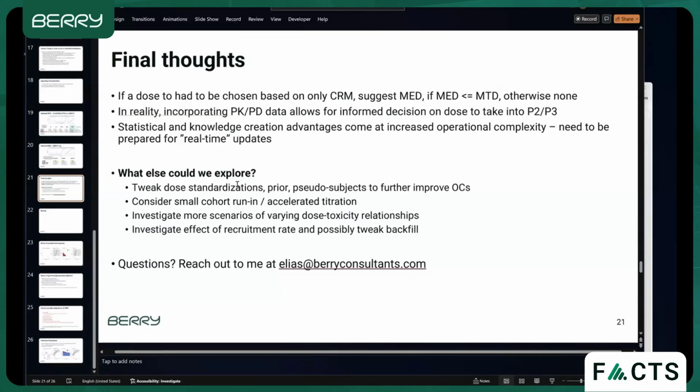Other things that we could have done to improve the performance of the design, had we so wished, are, for example, to use run-ins, like small cohort run-in or accelerated titration. We could have investigated even more dose toxicity relationships or dose efficacy relationships. And I completely didn't touch on recruitment rate and how that interacts with backfill. But I'll stop here. Thank you very much for your attention.